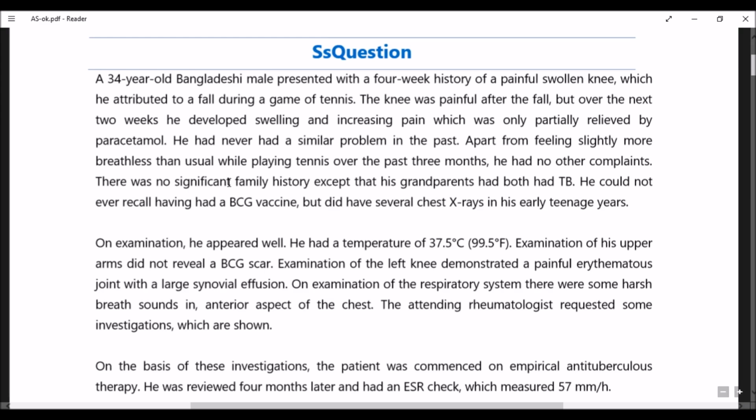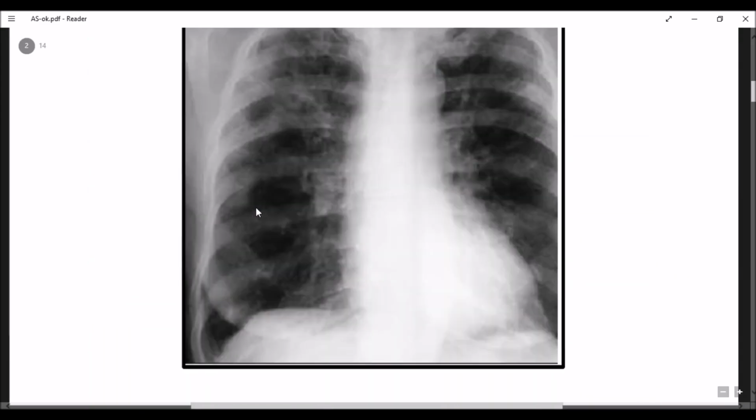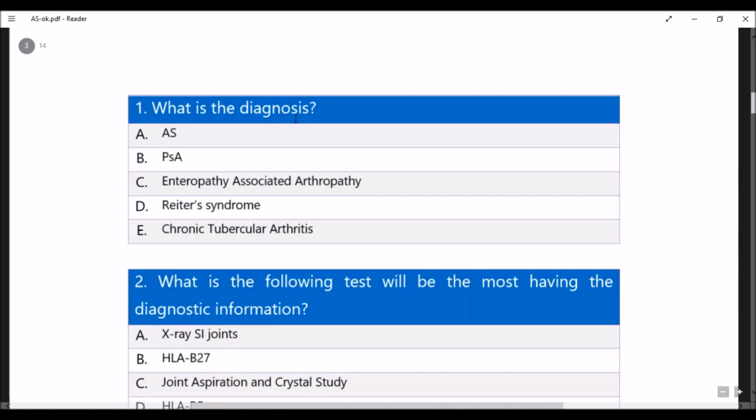Whenever you have a scenario according to the question approach, the first step is to go directly to the main question, which is: what is the diagnosis? Immediately after, the second step is reading the answer options: ankylosing spondylitis, psoriatic arthritis, enteropathy associated arthropathy, Reiter syndrome, and chronic tubular arthritis. And third step, immediately after that, each and every option will have the SS box. So we'll think about the SS box.